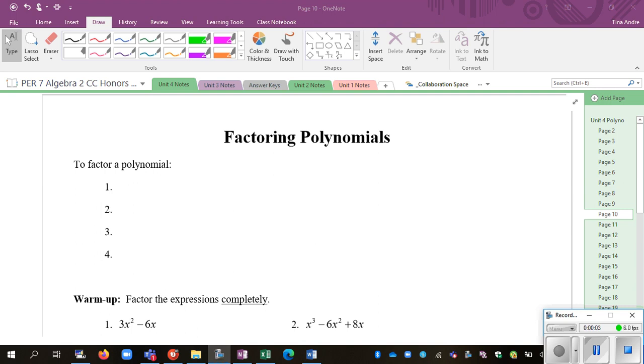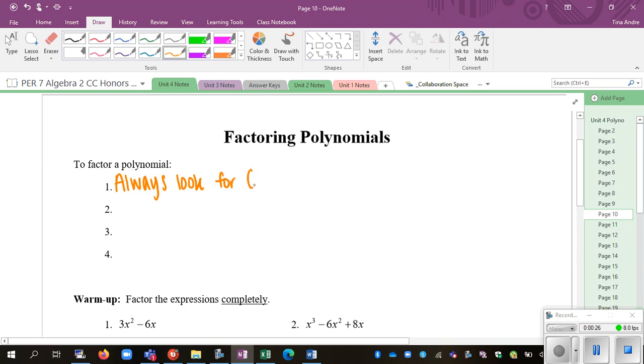In this video, we're going to review how to factor polynomials and solve polynomial equations, or find the roots of polynomials. So first of all, I just want to remind you of some of the steps when you're factoring a polynomial. The first thing you always want to do is look for a GCF. So that's always your first step. So always look for a GCF.